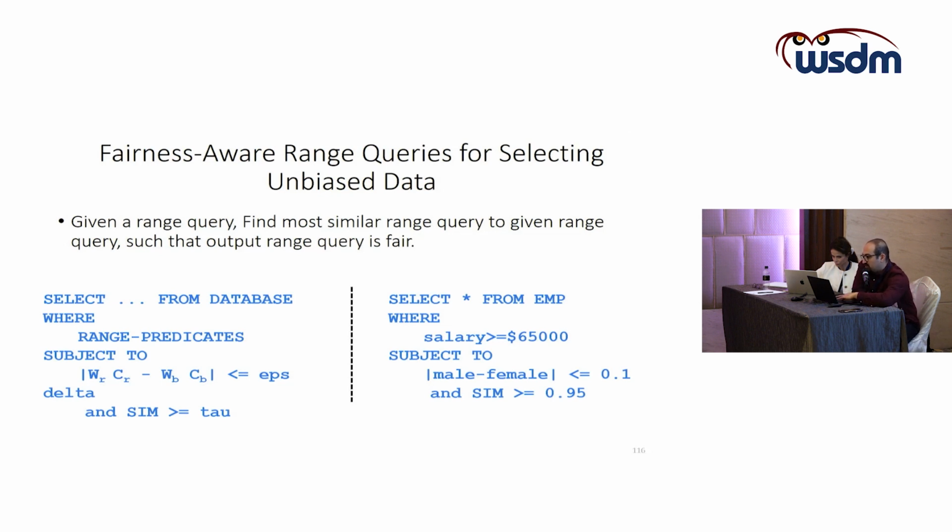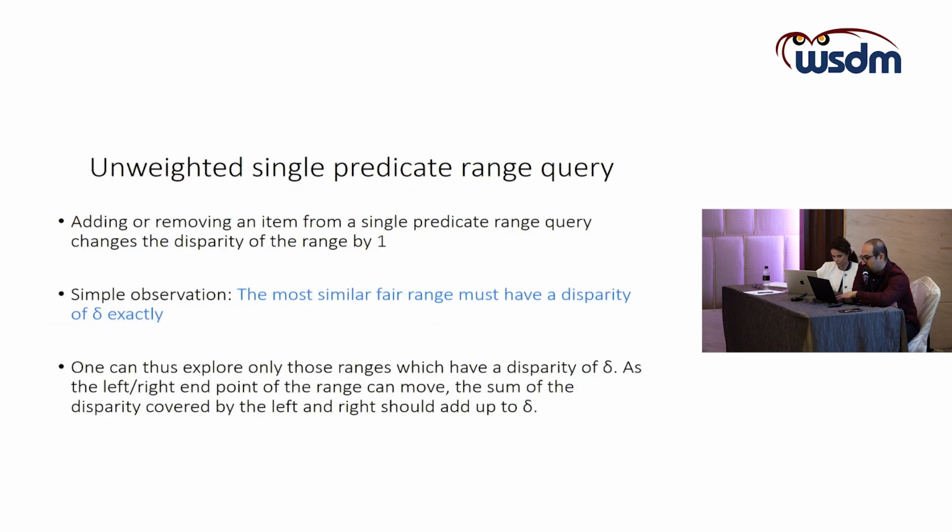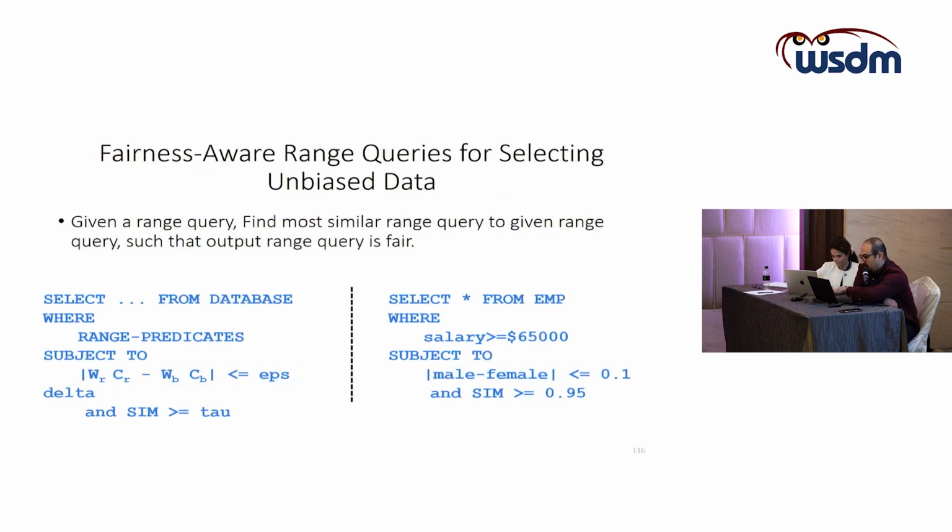So then the question is, how can you answer this query? In other words, how can you minimally change the initial query, the initial salary range, such that the requirement of male to female ratio is satisfied, and the similarity between the output of the initial query and the secondary query is high?